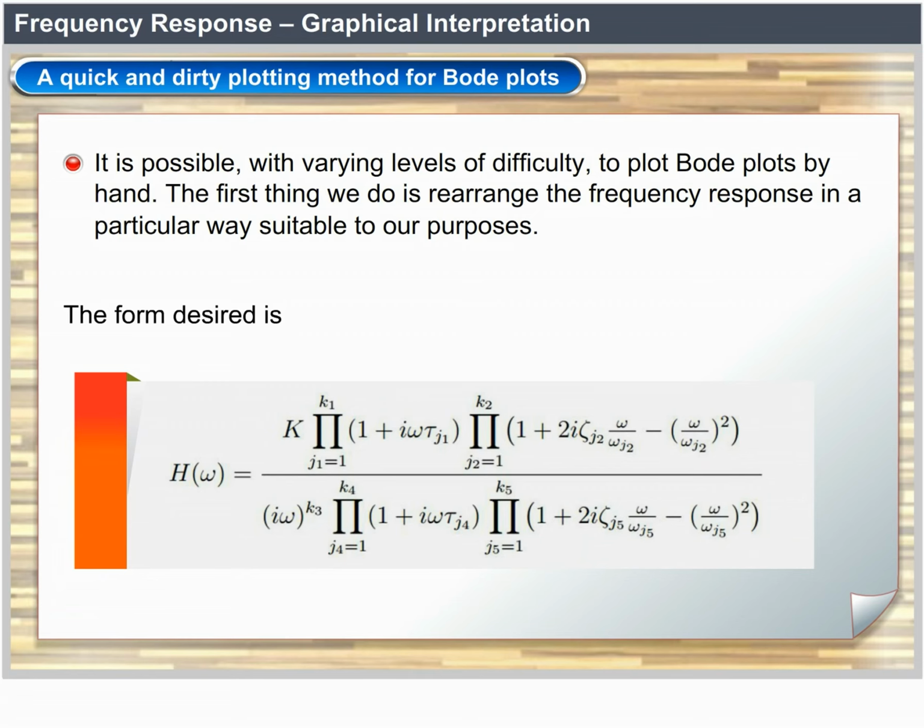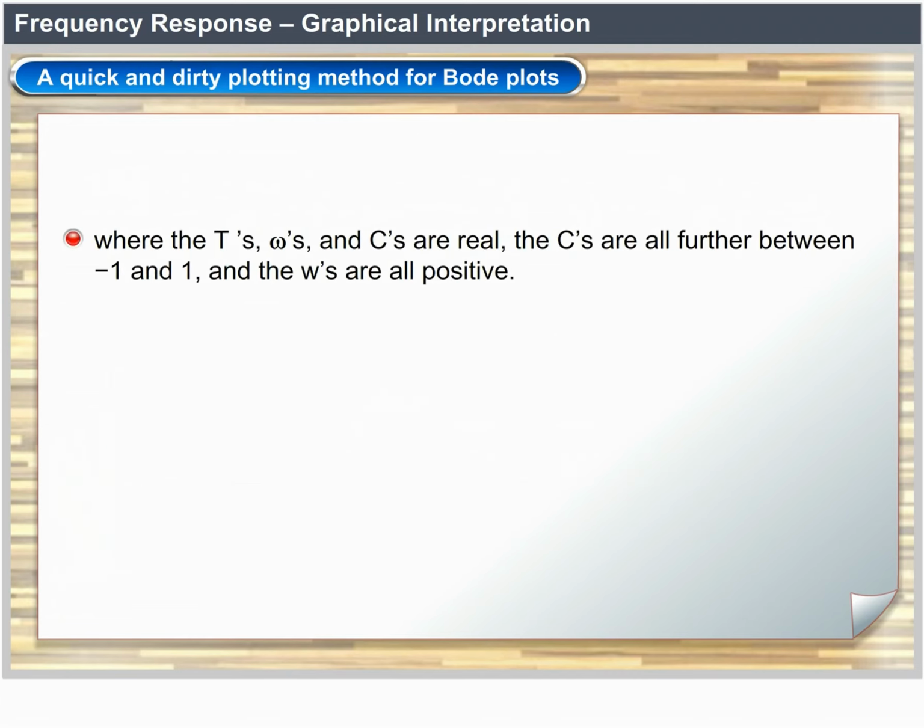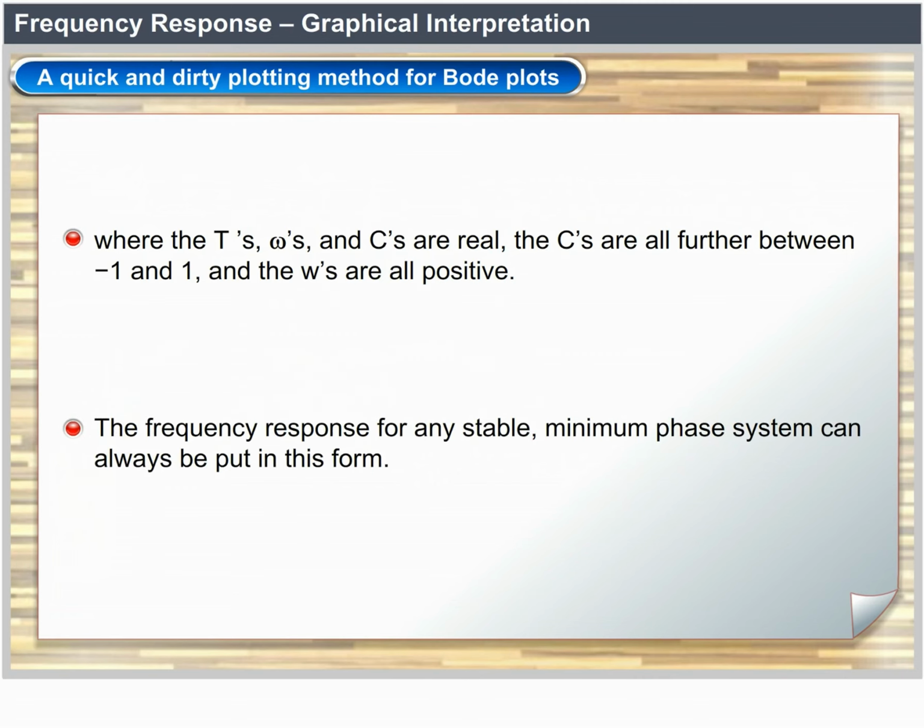times product over j4 = 1 to K4 of (1 + iωT_j4) × product over j5 = 1 to K5 of (1 + 2iζ_j5 ω/ω_j5 − (ω/ω_j5)²), where the T's, ω's and ζ's are real. The ζ's are further between −1 and +1, and the ω's are all positive. The frequency response for any stable minimum phase system can always be put in this form.